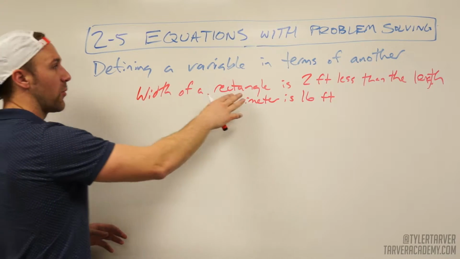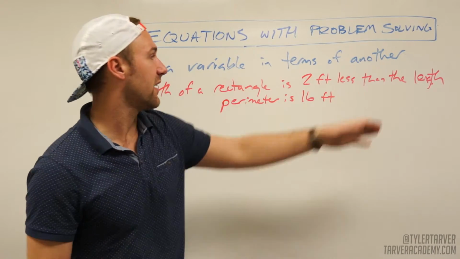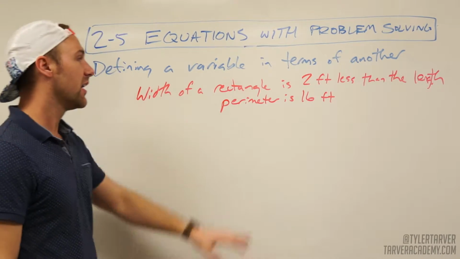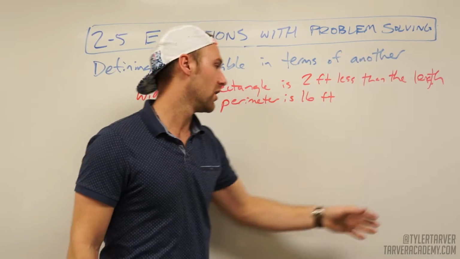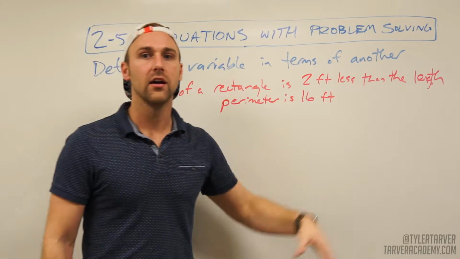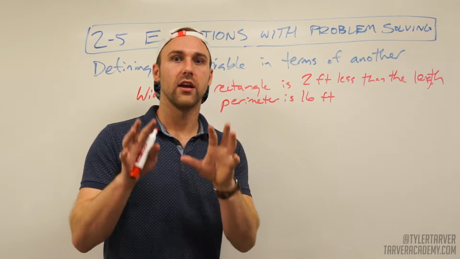The width of a rectangle is 2 feet less than the length. The perimeter is 16 feet. Now, it might vary. They might say the length of a rectangle is something more than the width, or they might give you the area. The gist is the same, okay? I'm going to show you how to work it, and you're going to dominate.